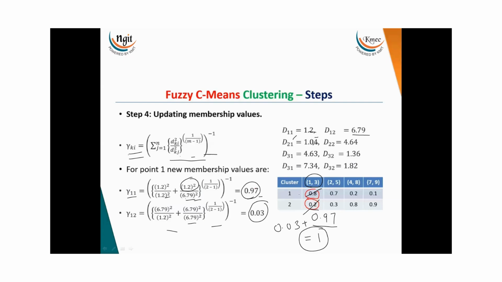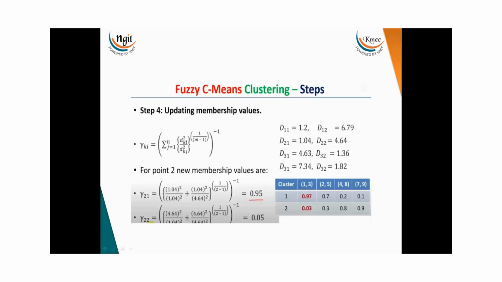Now what it says is that the probability of (1, 3) belonging to cluster 1 is 0.97, and the probability of (1, 3) belonging to cluster 2 is 0.03. The same way I have to update these values also. So I'll repeat the same step here and we'll update the whole table. When we update the whole table, you will get the final outcomes.